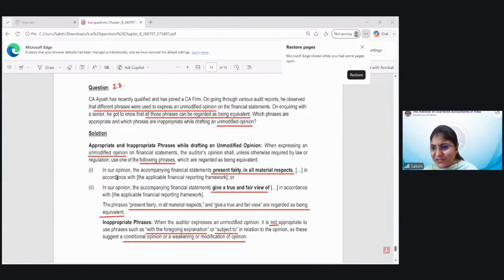Did you understand the question, dear students? They are just asking what phrases, there are two parts to it. What phrases can be used interchangeably and what are inappropriate phrases, what you should not use.